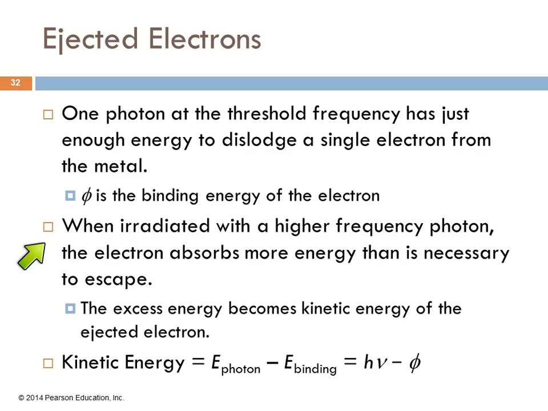If we irradiate that metal with higher frequency photons, the electron is going to absorb more energy than is necessary to escape. The excess energy becomes kinetic energy. So the kinetic energy of the electrons that get kicked out of the metal is equal to the energy of the photon minus the energy that was binding the electron. Does that make sense? No? Okay, I'll try it again.